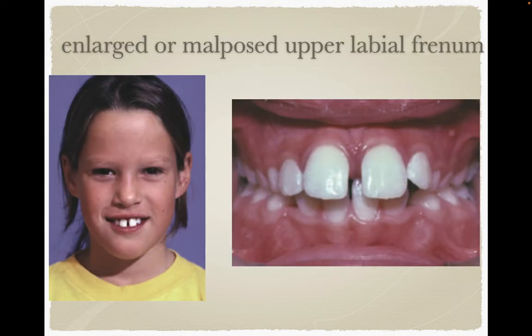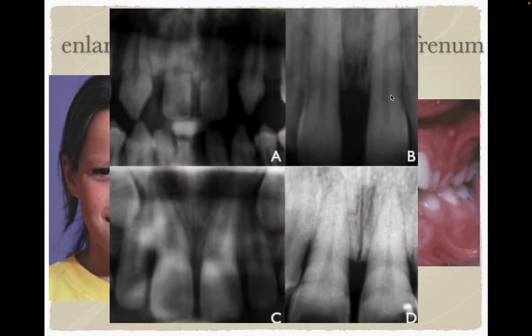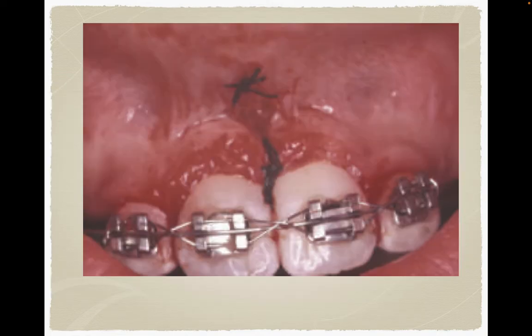So the first one is the enlarged or malposed upper labial frenum. As we can see, this one is taken from Proffit's textbook. You can see here high frenal attachment, and we have a median diastema. And don't forget to diagnose the high frenal attachment by doing the blanching test and taking a periapical radiograph. Now, one of the proposed treatments for this median diastema is to do frenectomy and space closure to correct this median diastema and finish the treatment.